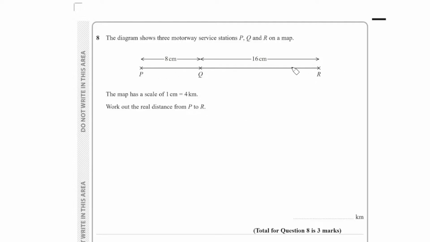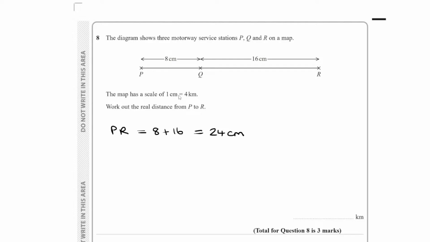So the first thing I would say we need to do is work out in centimetres the whole thing. Now I'm not going to get my ruler this time because it's not literally drawn accurately like that. They've told me the centimetres of the two parts. So P to R in centimetres is obviously just the 8 plus the 16. So 24 centimetres. So that's the first thing. That would even just get you 1 mark.